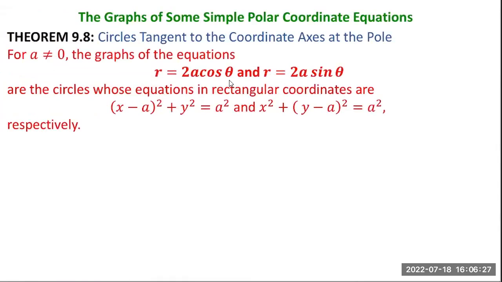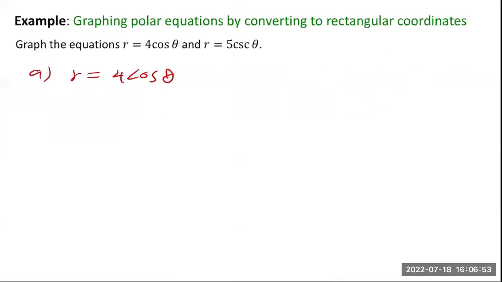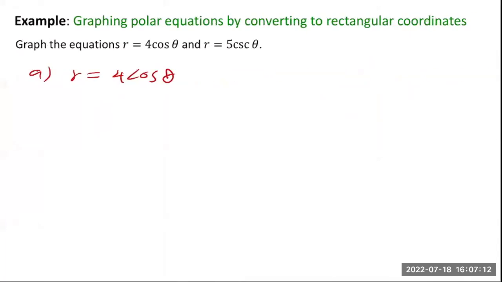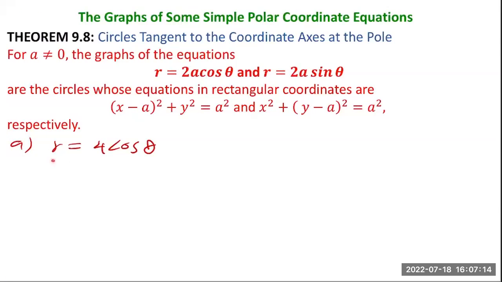I can use this theorem to find the corresponding equation in rectangular coordinates. Maybe let me copy this to the other side. That will make our life easier because we can see the theorem directly. Here is the example that we are working on. This is the polar equation. We need to find the Cartesian equation to graph this one, because it would be easier to use the Cartesian equation. So let's find the Cartesian equation of this one.